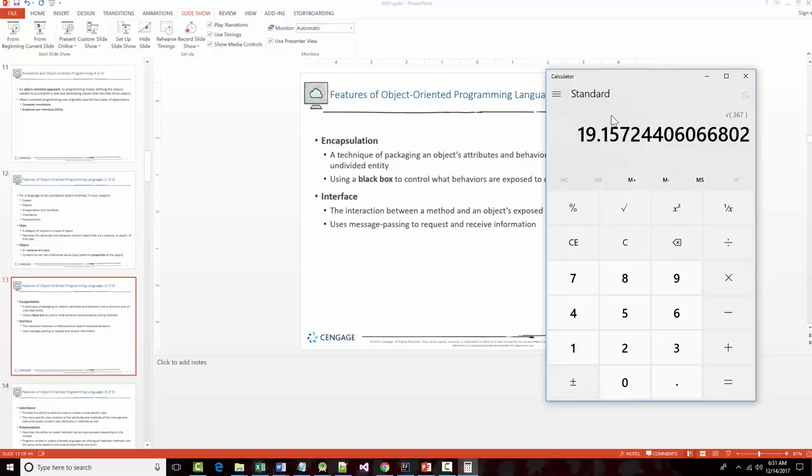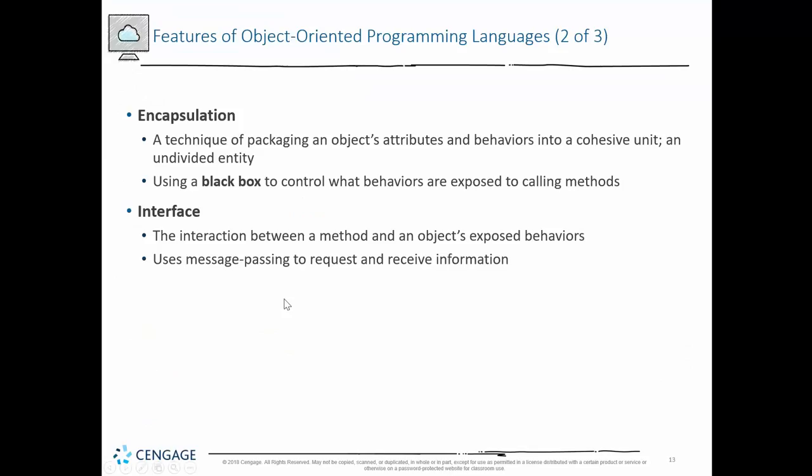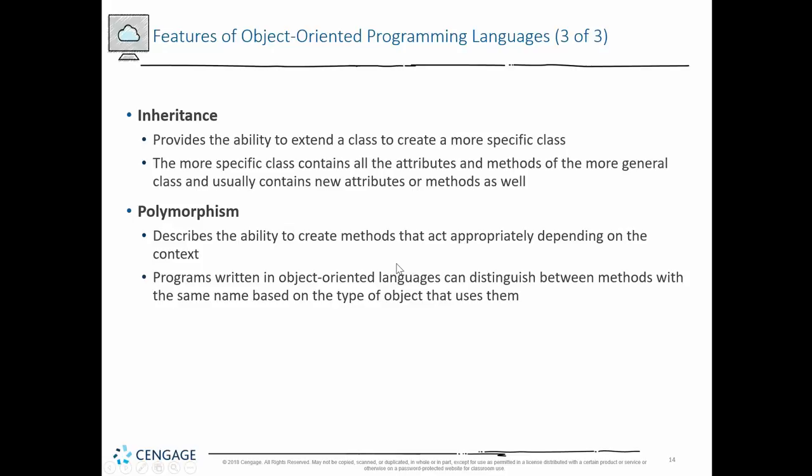Well, if that can be put into the implementation of the machine that I can't see and my interface stays the same, I'm none the wiser for it. So what I'm telling you is if Microsoft creates something and I'm using its interface, but its implementation changes, I don't have to know about it as long as the interface doesn't change. So the interface, as it says, is the interaction between a method and the object's exposed behaviors. We use what's called a message passing system to request and receive information.